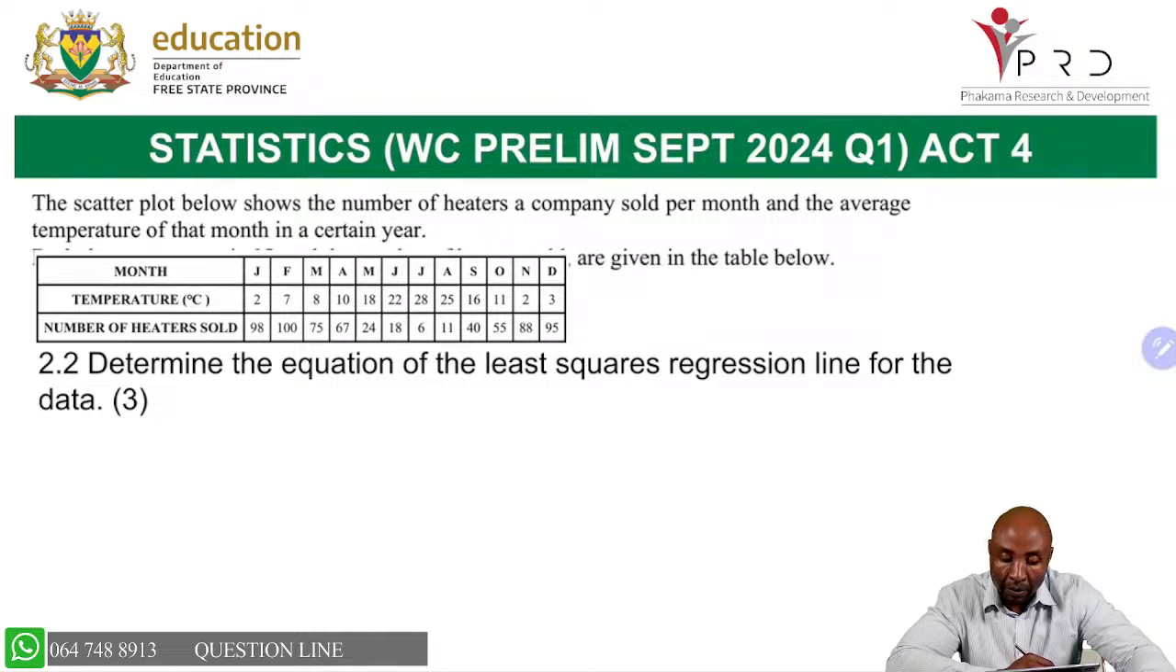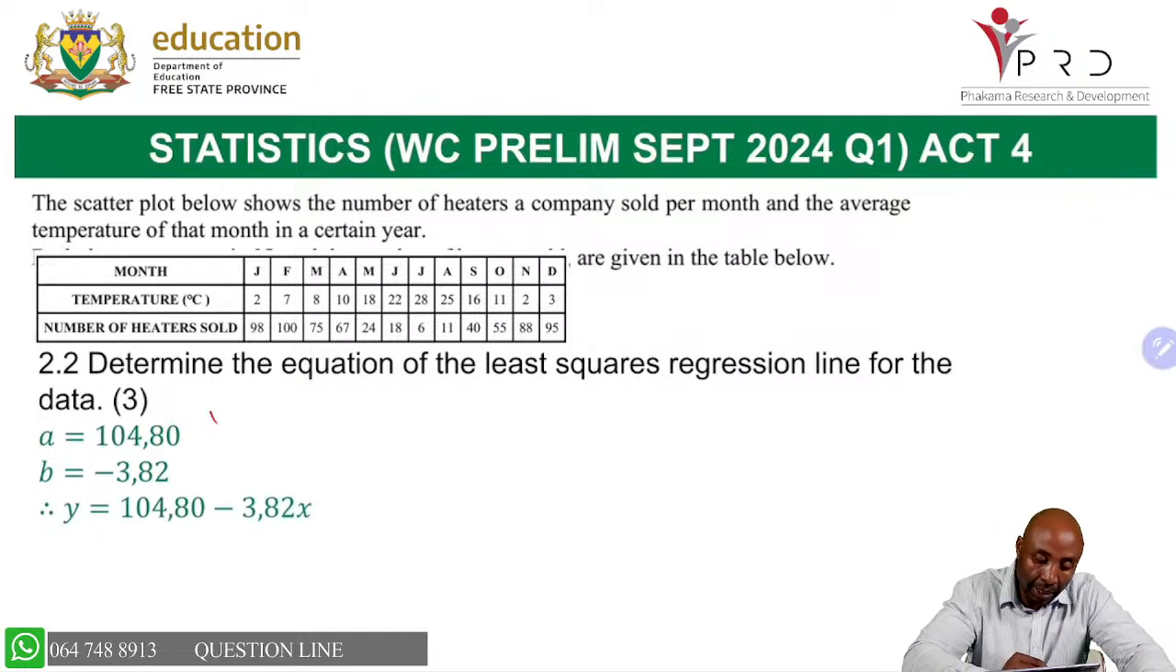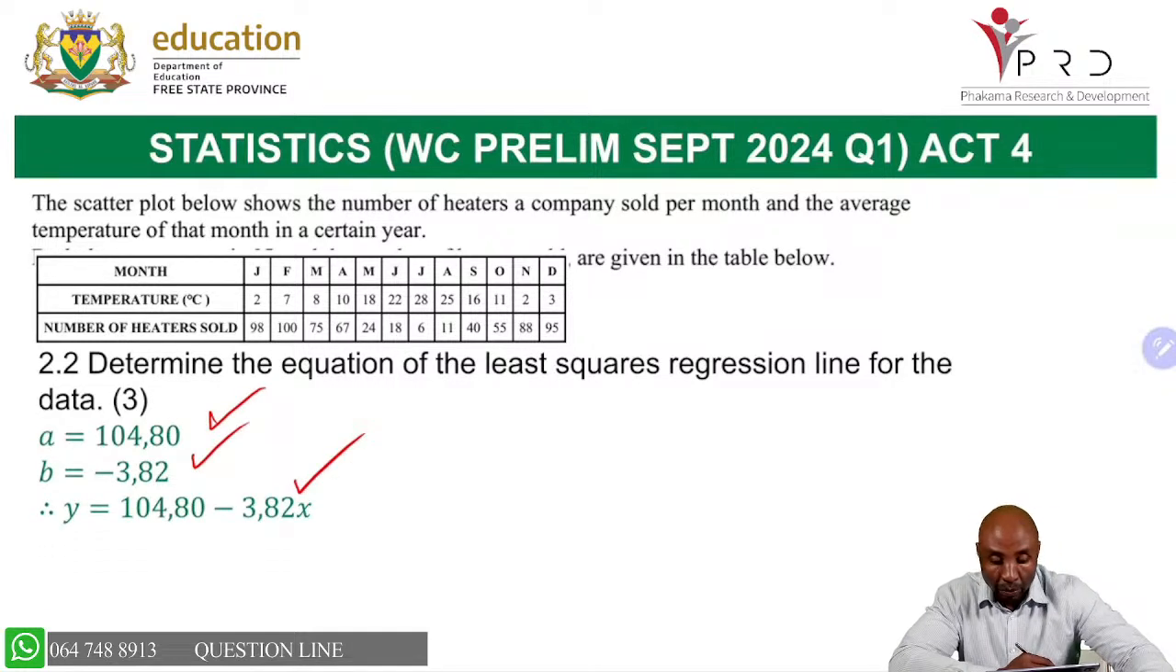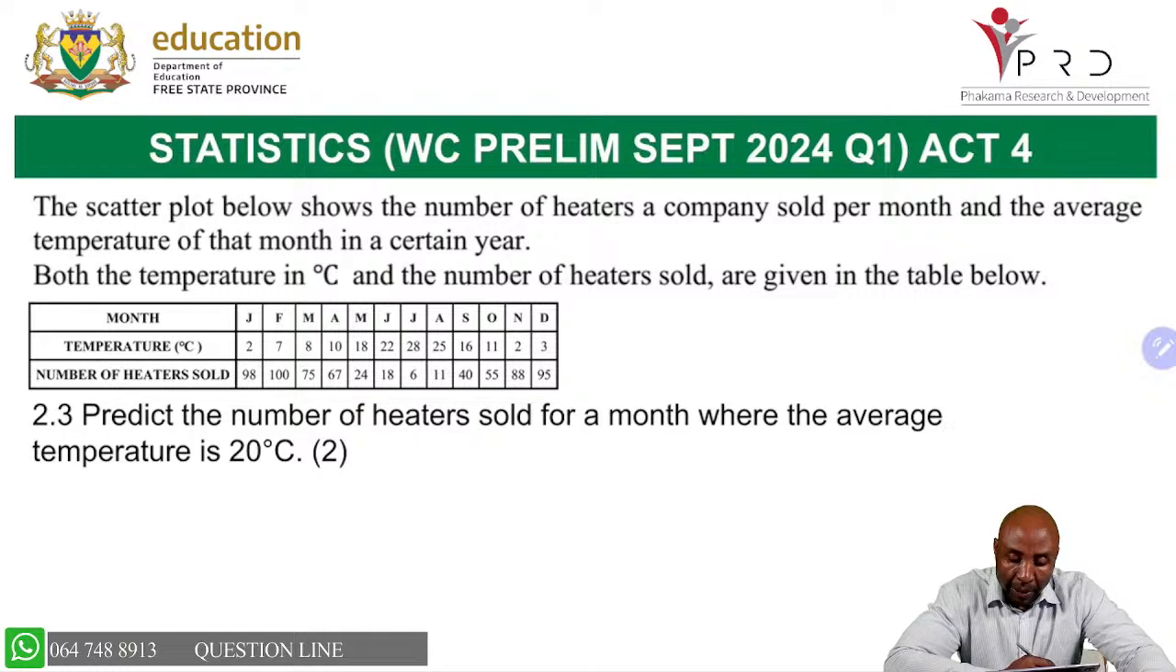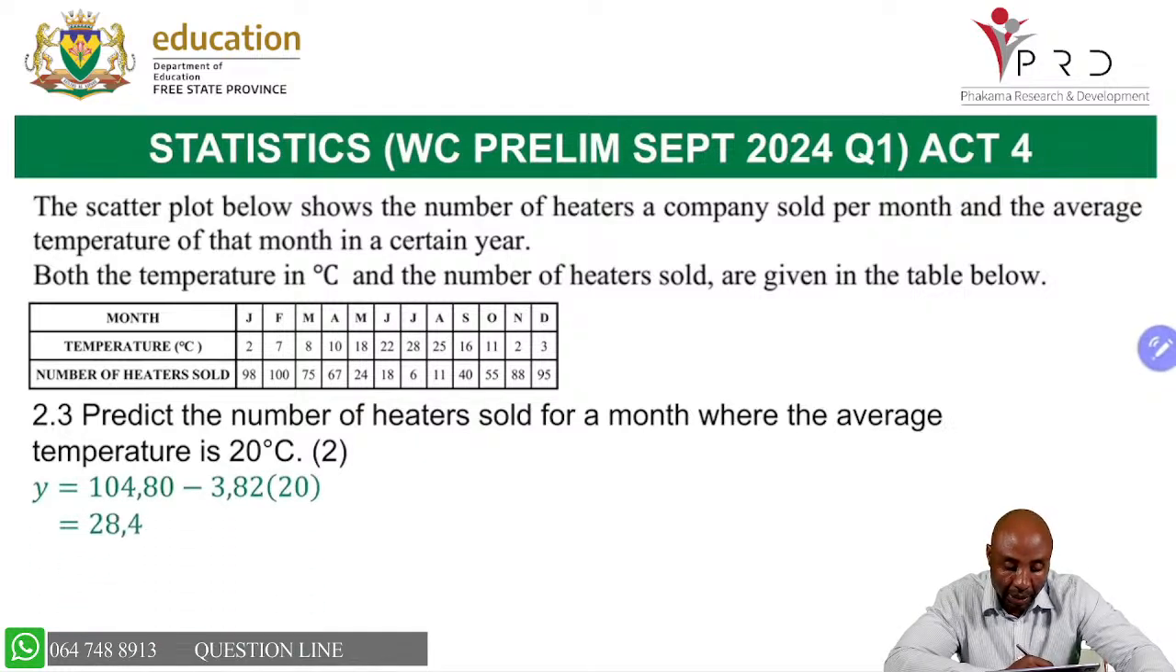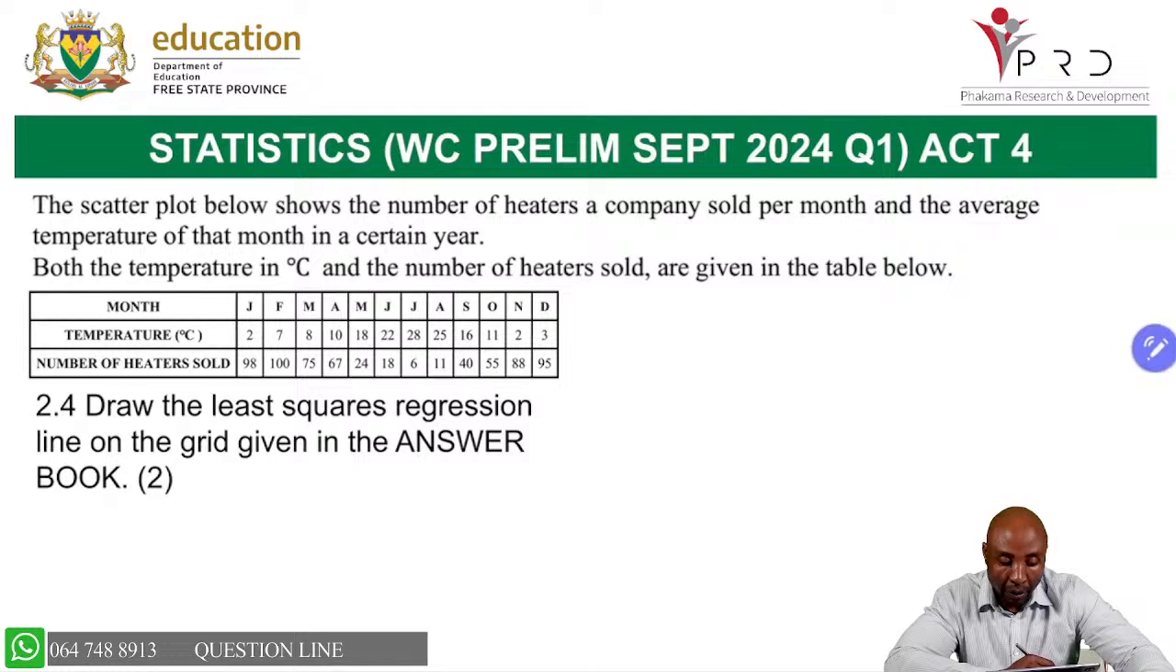2.2, we are supposed to determine the equation of the least squares regression line for the data. And we get our A as that, our B as negative 3.82, and the equation becomes that. Quickly, we move on. We have to predict the number of heaters sold for a month where the average temperature is 20 degrees Celsius. So we will substitute our X value and get our Y as 28 heaters. We move on to 2.4.